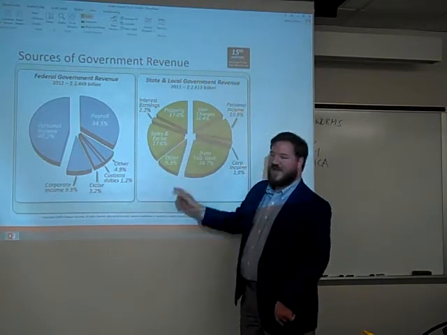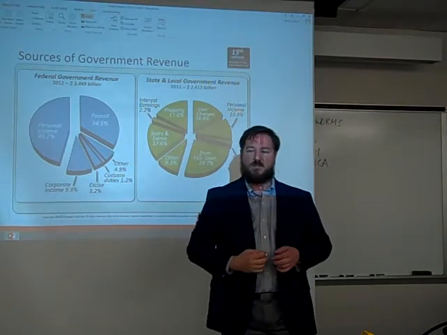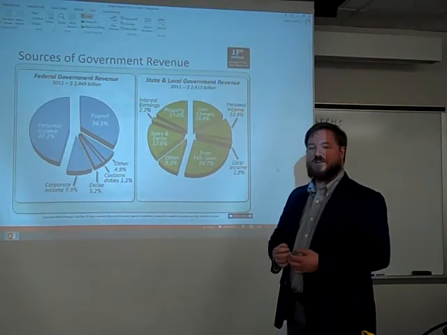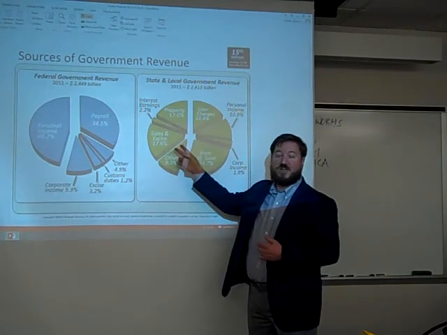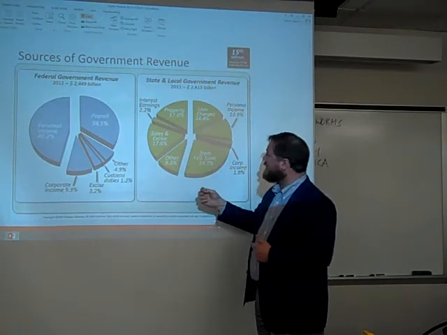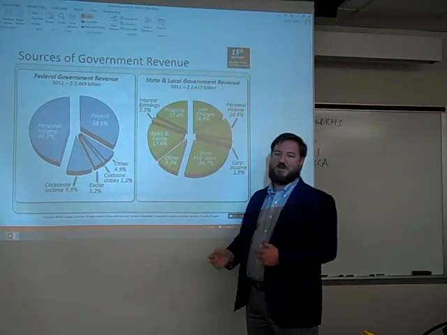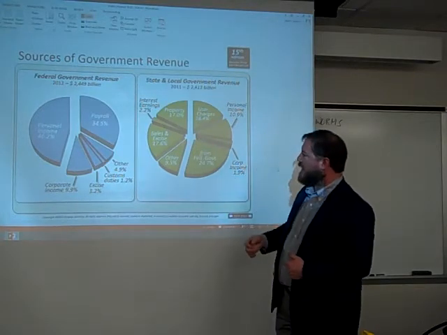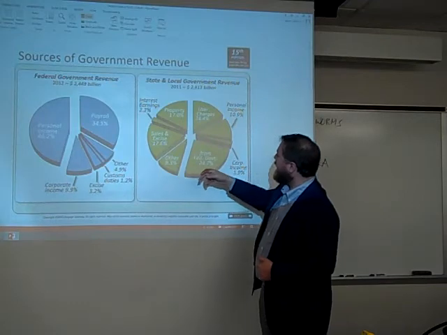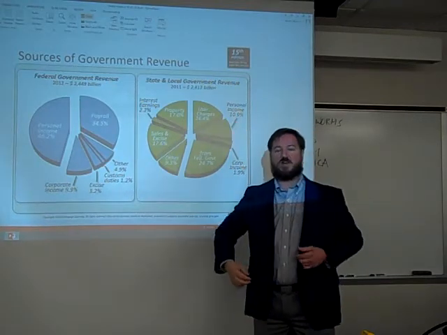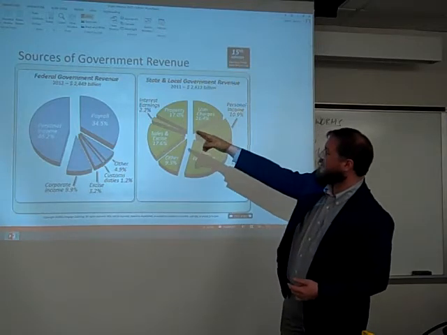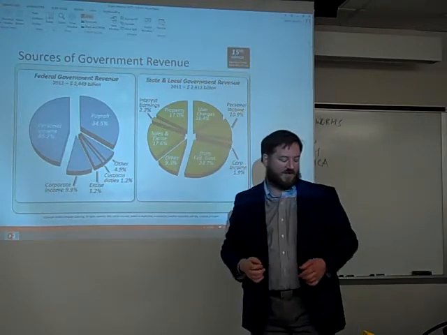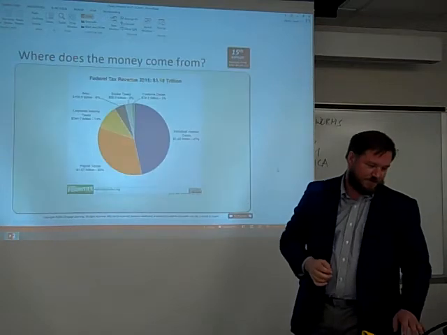Here's your sales taxes and excise taxes. An excise tax is a tax placed on a specific good. Like Kentucky has a 46-cent tax on every pack of cigarettes. We have a tax on every gallon of gasoline you buy. Every bottle of liquor has a sales tax. This is where state and local governments make up their money. So you see, the federal government is much more dependent on these payroll taxes.